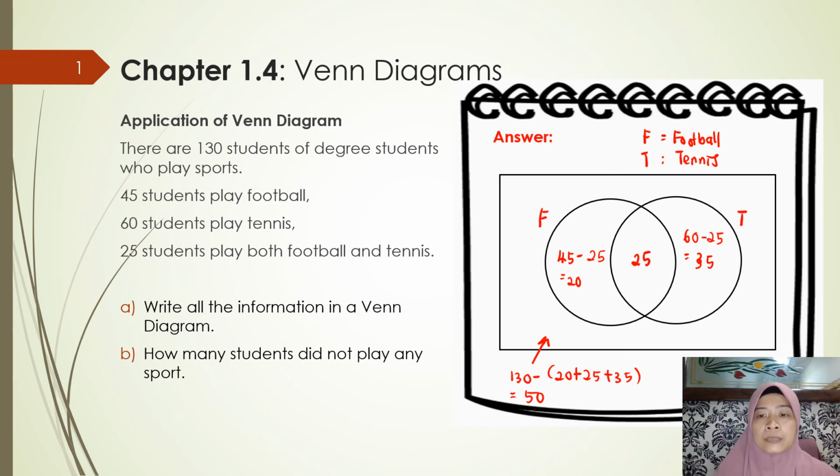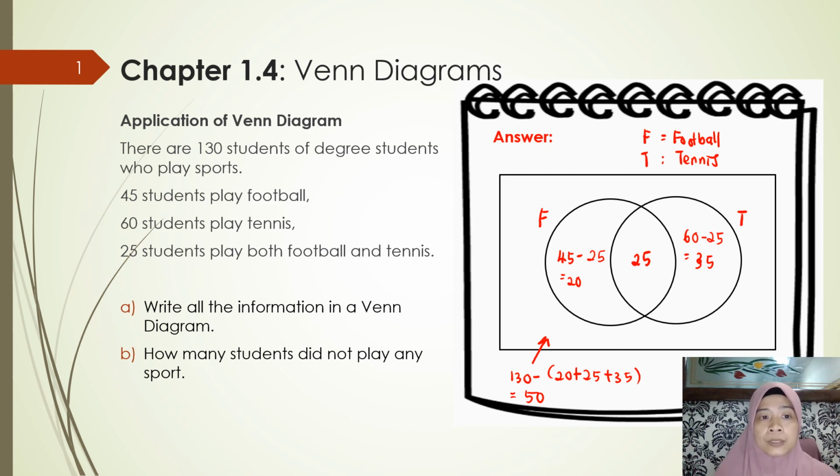Okay, and then what is the other information that we need to find? We have a total of 130, so there might be some students who did not play any of football or tennis, right? Did not play either of these two. So that's why we have the outside, the area where the students did not play any sport. So 130 minus 20, 25 and 35, that's where we have 50 students who did not play football or tennis, right?